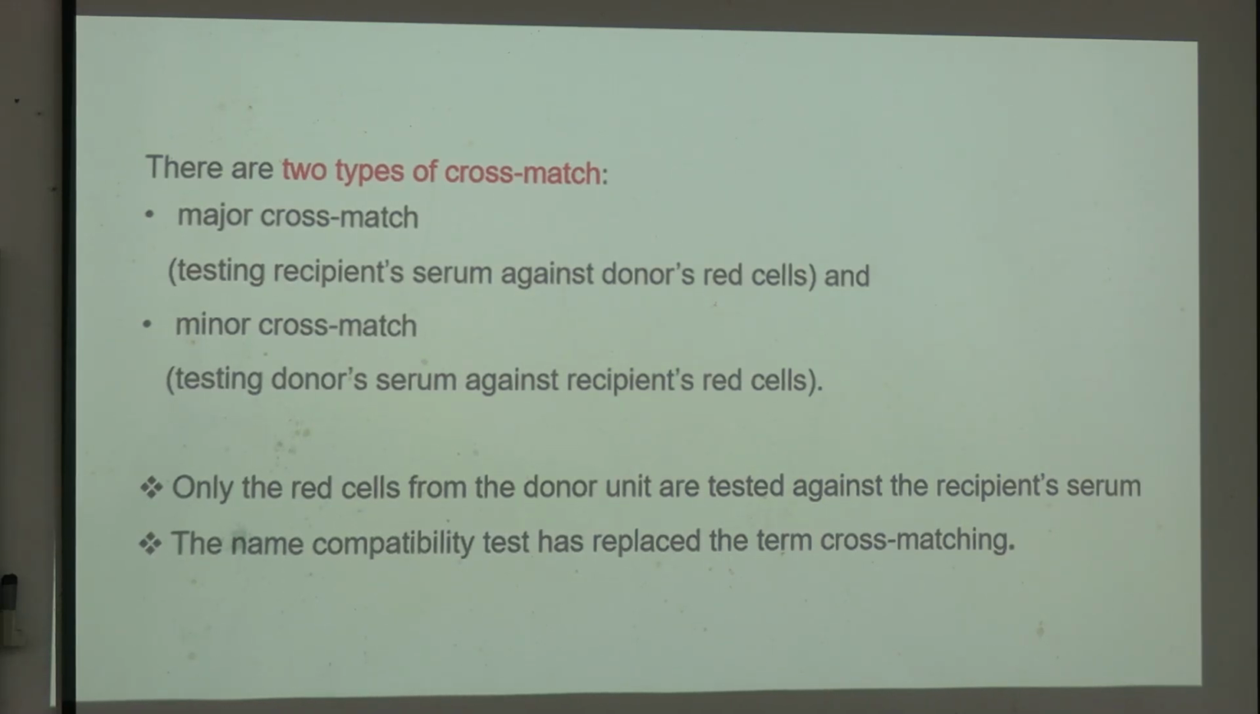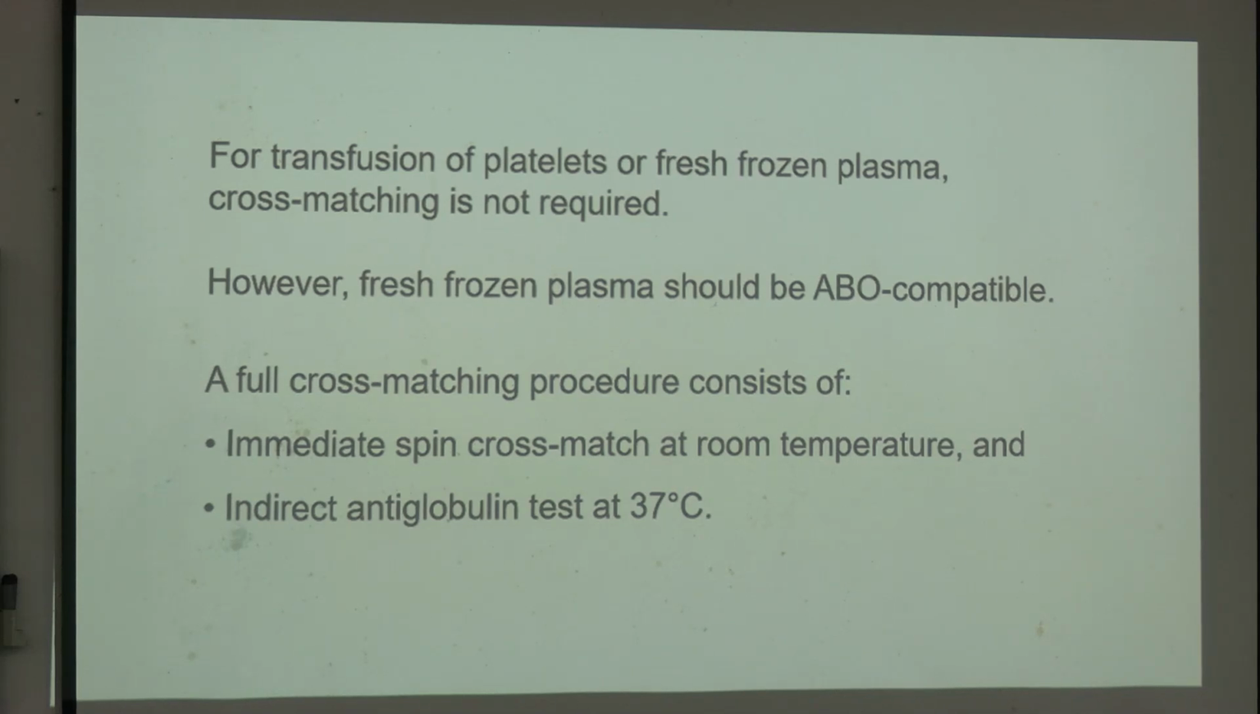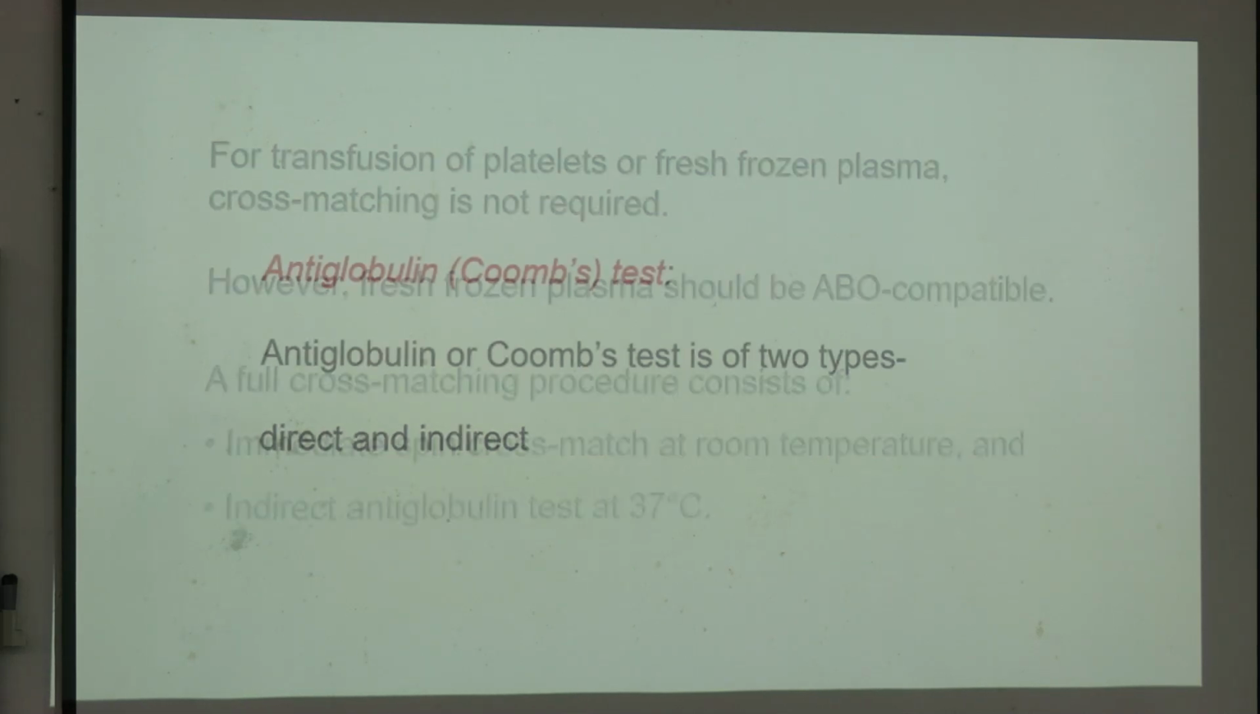And nowadays, we don't use the term cross matching, we use the term compatibility testing. For transfusion of platelet or FFP, that is fresh frozen plasma, cross-matching is not done. But the fresh frozen plasma should be ABO compatible. A full cross-matching procedure consists of immediate spin match at room temperature and indirect antiglobulin test at 37 degrees centigrade.